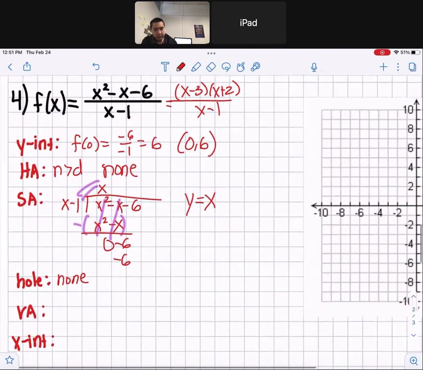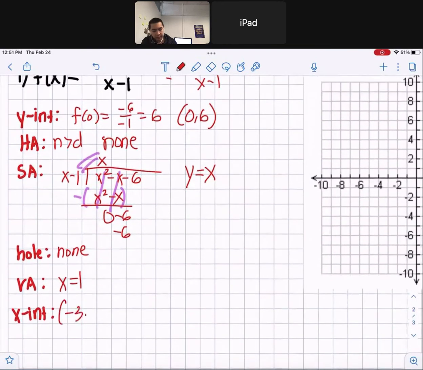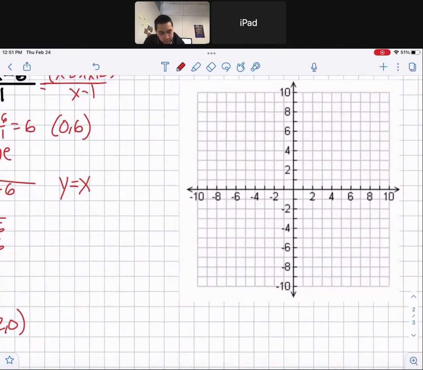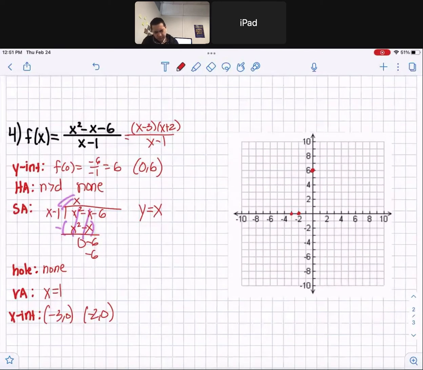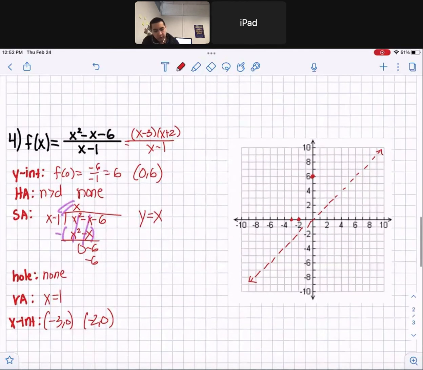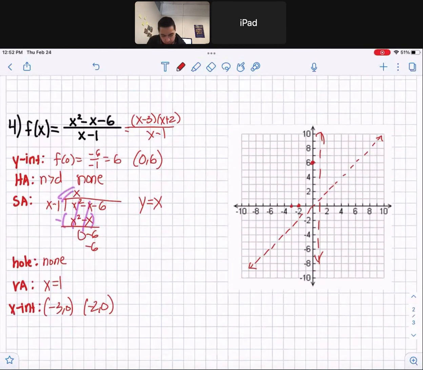Vertical asymptote, set the denominator equal to 0, so x equals 1. X-intercepts, set these equal to 0, and you're going to get negative 3, 0, and negative 2, 0. So let's graph 0, 6, right? Negative 3, negative 2, 0. Y equals x. So you guys do have to start at 0 and go up 1, right 1. Up 1, right 1, right. Vertical asymptote, x equals 1. And x-intercepts, oh, we already graphed those.